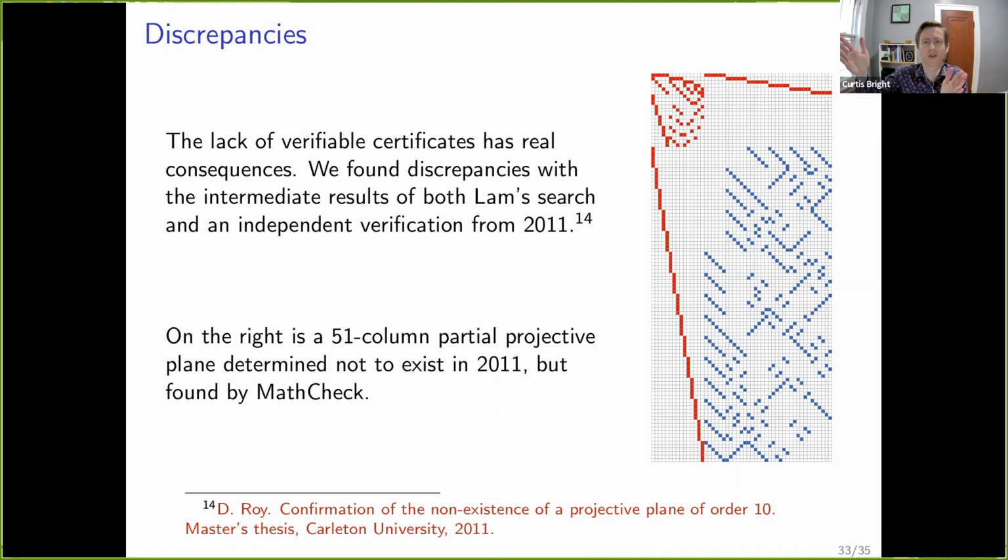there's up to column 51, everything's satisfied. It doesn't extend, but they said that this shouldn't exist, and it does. So there was some kind of an issue. And similarly with LAM search, there was intermediate results which were inconsistent with the results of MathCheck.